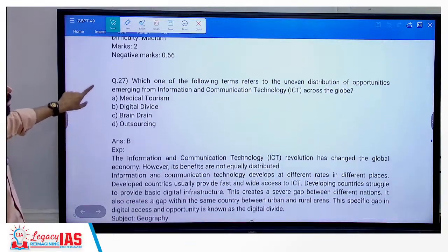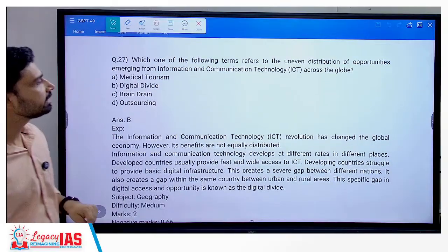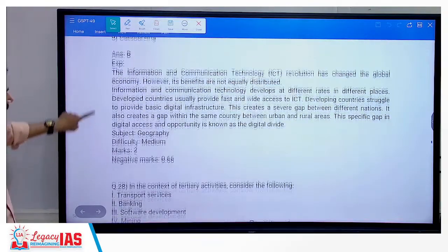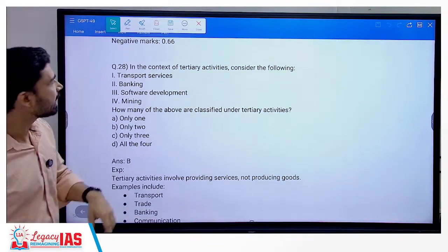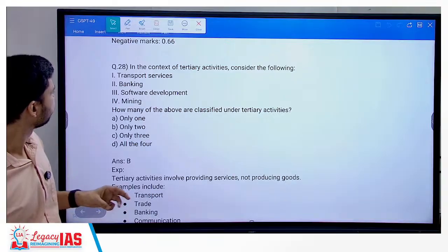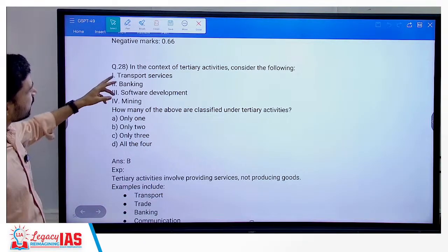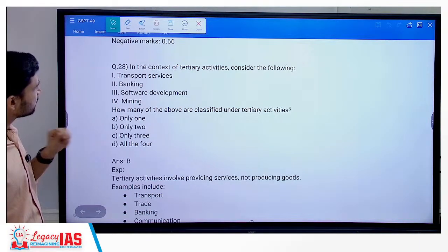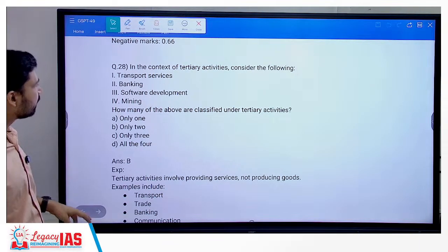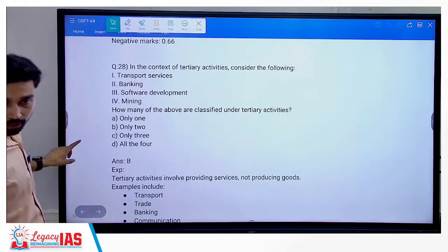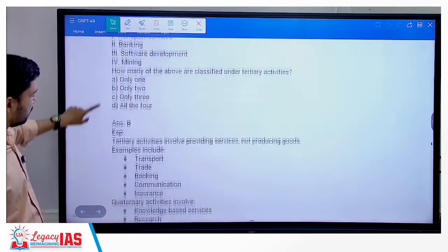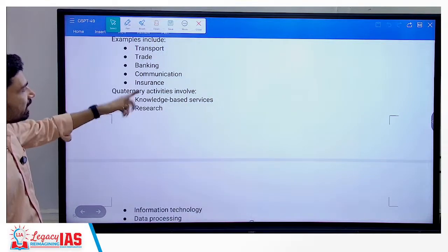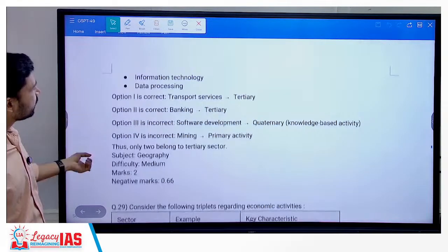Which of the following refer to the uneven distribution of opportunities emerging from ICT across the globe? Digital divide, and that is digital divide, because some people have access, some do not have. In the context of tertiary activities, which of these are tertiary? Transport and banking. Software development, which kind of activity? Quaternary activities. So that's the difference. Transport, trade, banking, communication, insurance, these are tertiary. KPO, knowledge based services, they are put in the quaternary category. IT services.